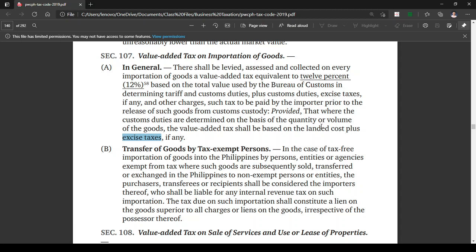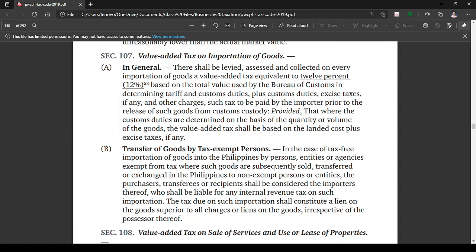So gagamitin lang natin yung landed cost kapag ang basis ng custom duties is on the quantity or volume. So, for example, per kilo, per case, basta hindi yung amount yung basis nila. Okay? So, let's move on.